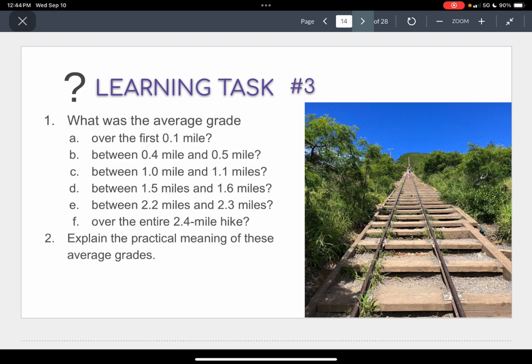For learning task 3, I'd like you to determine my average grade over these intervals: over the first 1/10 of a mile, between 4/10 and 5/10 of a mile, between 1 mile and 1.1 miles, between 1.5 miles and 1.6 miles, between 2 and 2/10 of a mile up to 2.3 miles, and over the entire 2.4 mile hike. And then explain the practical meaning of these average grades. Pause the video and work the learning task.